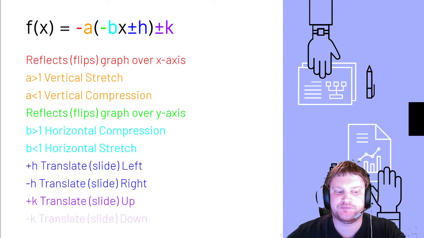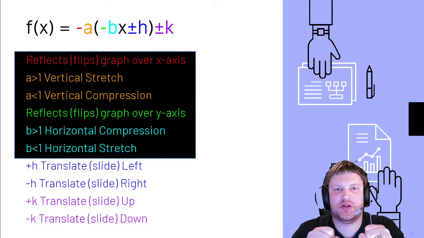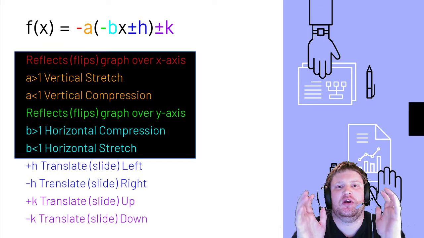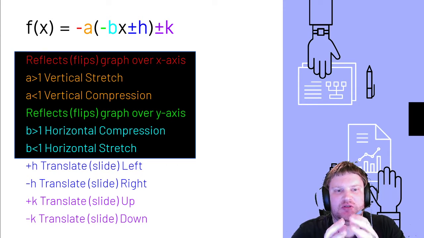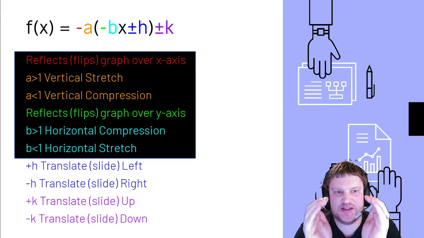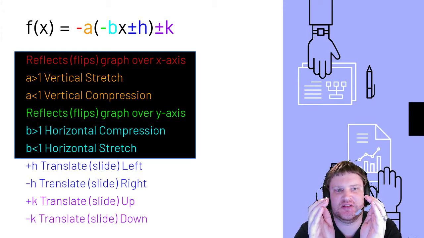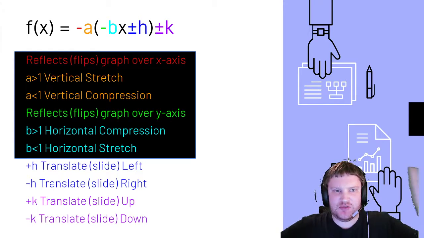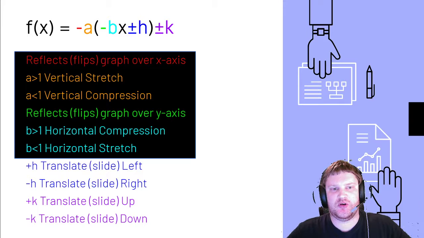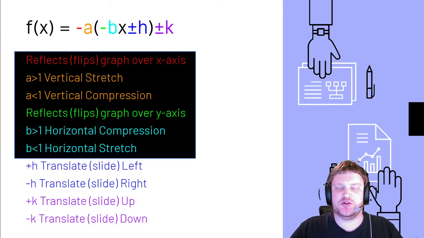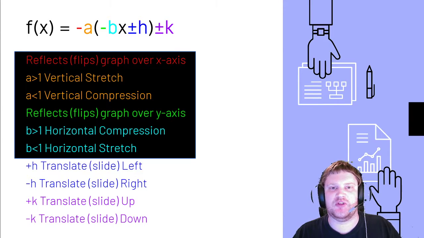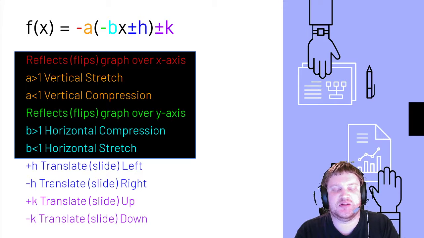So, I want to make it perfectly clear. This is as easy as it looks. All of these things do exactly what it looks like they should. If it's inside the parentheses with the x, it is horizontal. If it's outside the parentheses, it is vertical. If it's multiplication, it's a stretch or compression. If it's addition or subtraction, it's a translation. If it's a negative sign, it's a reflection. Those are the only possibilities.